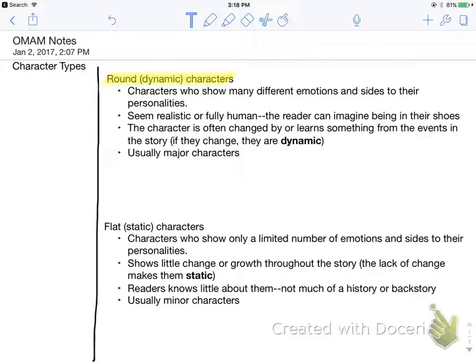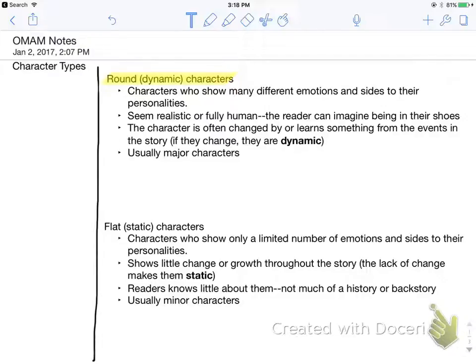Round characters are often changed by, or they learn something from, the events in the story. And if they do change in some way from the beginning to the end of the book, or throughout the book, we call them dynamic. That's what dynamic means. It means it's changing. Most of the time, these are major characters. These are the ones you're going to bump into a lot. They've got a little bit of history. They've got some backstory. We learn quite a bit about them through various sources in the book.